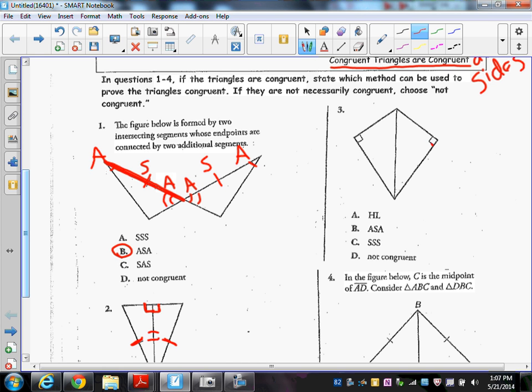This one here, we have 2 more right triangles, so we might be thinking it's hypotenuse leg. We have the reflexive property again that shows us that the hypotenuse is congruent on each triangle, but we don't have any other sides or any other angles, so there's not enough information there. We can say it's not congruent.